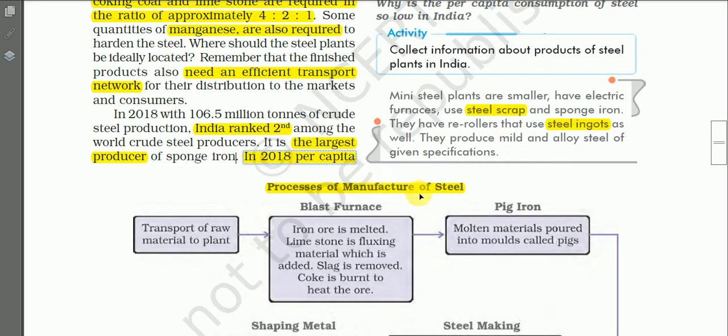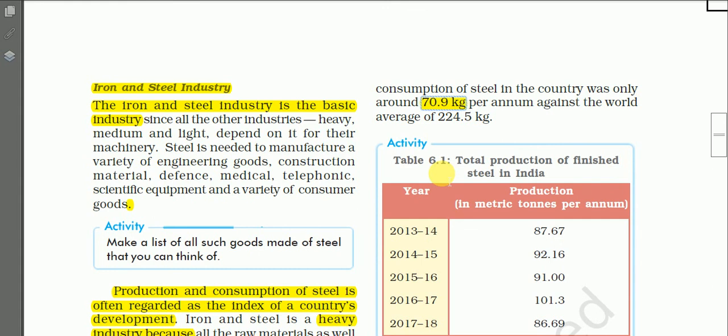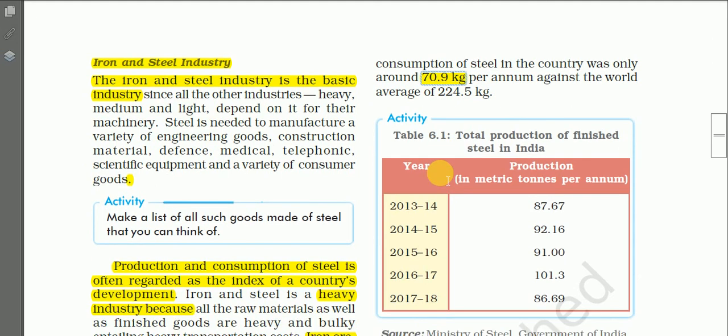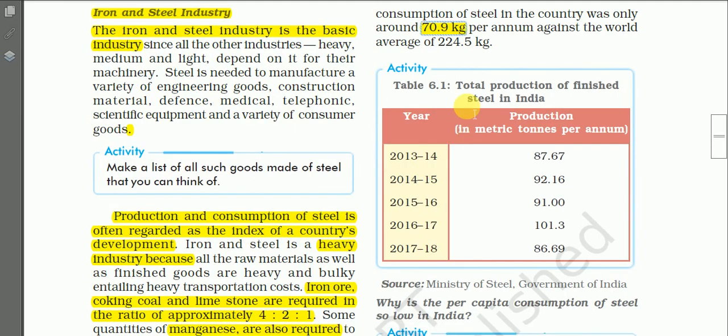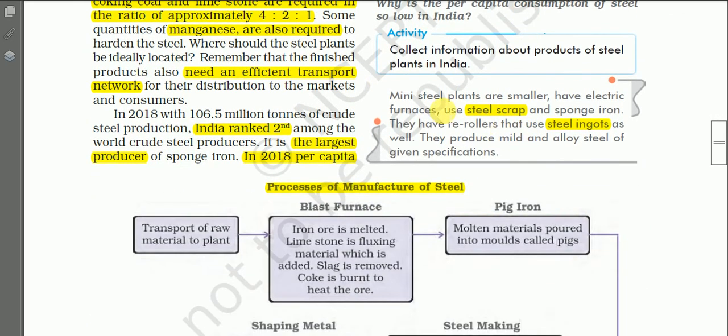And in 2018, per capita consumption of steel in the country was only 70.9 kg per annum, against the world average of 224.5 kg. Per capita consumption of steel in India is very low. So one person is using only 70.9 kg of iron in a year, but for the world, a person uses 224.5 kg of iron. And this table shows production of finished steel in India, you may read it.